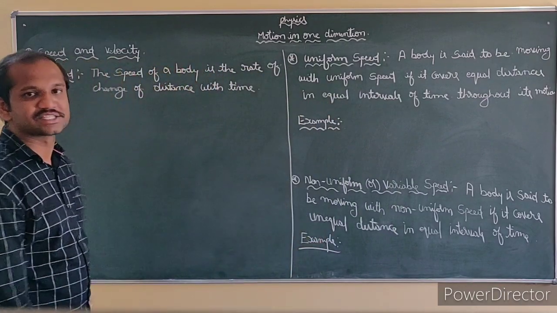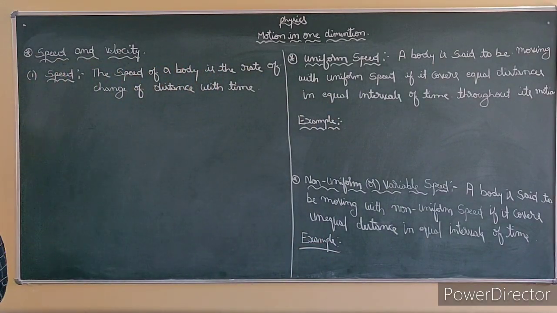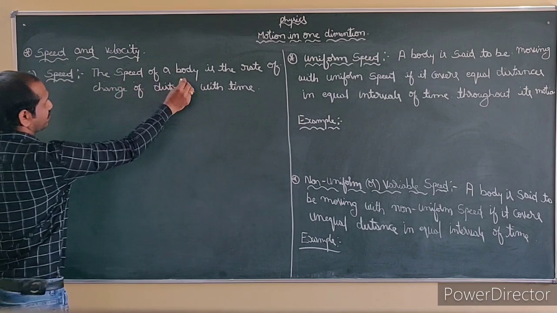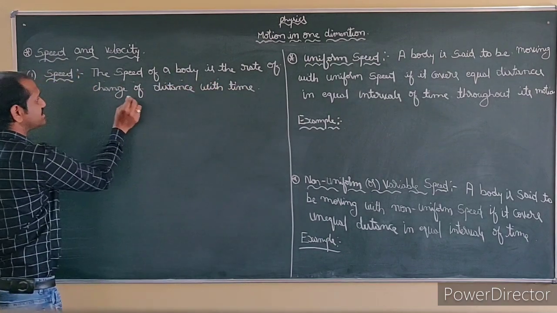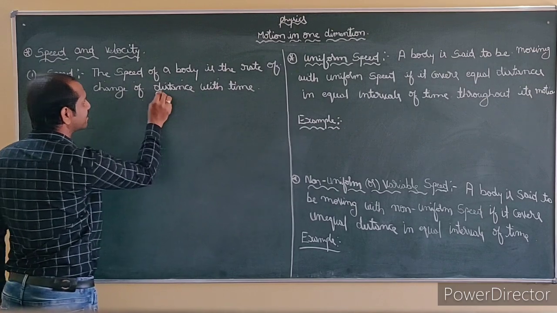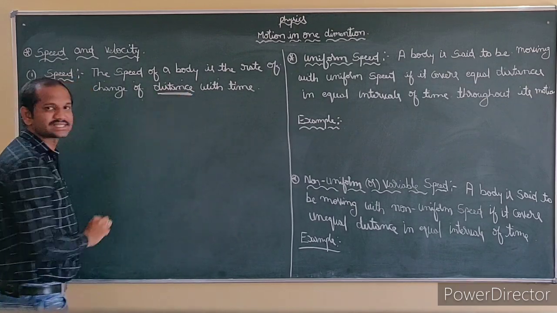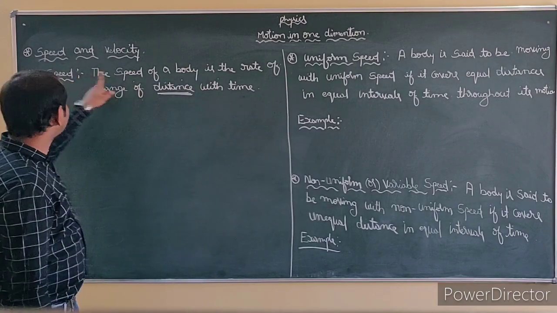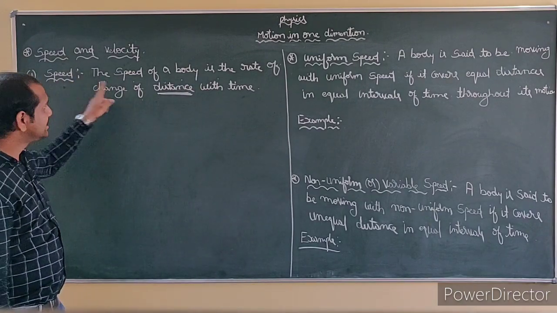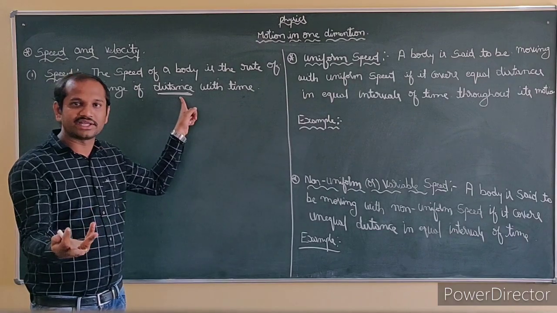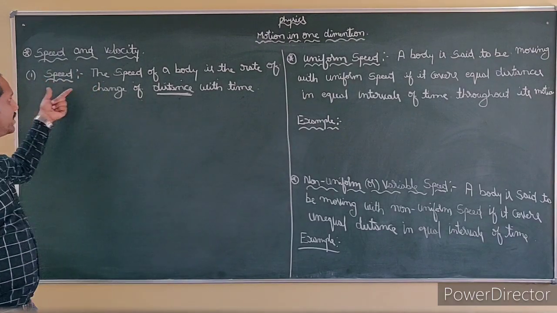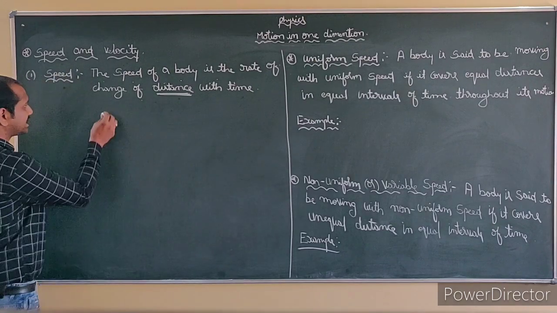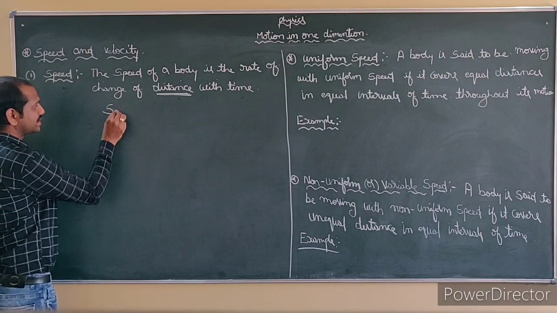Now first let us discuss the speed completely. Look at the speed here. What do you mean by the speed? The speed of a body is the rate of change of distance with time. Rate of change of distance with respect to time, that is speed. Since distance is a scalar quantity, we know very well, obviously the speed also will be a scalar quantity. How do we mathematically represent speed?